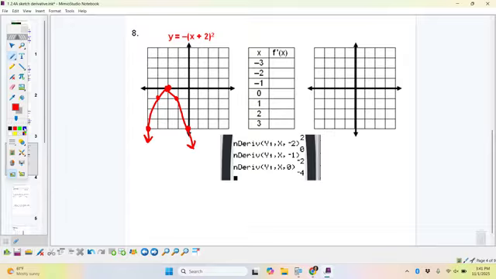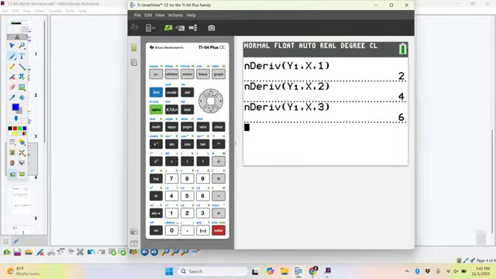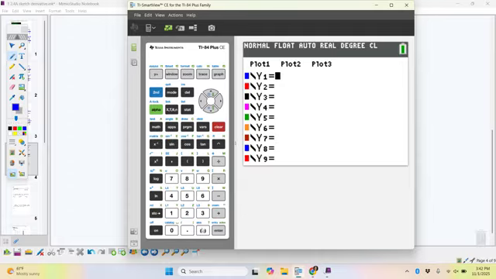All right, now let's fill in our y values. We're going to go back and do nDeriv. You decide what mode your calculator's in, if it's old versus new. I have to change my y equals.